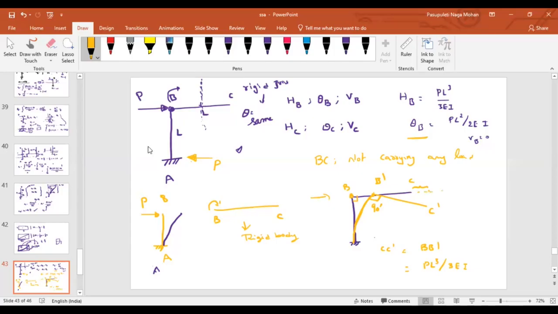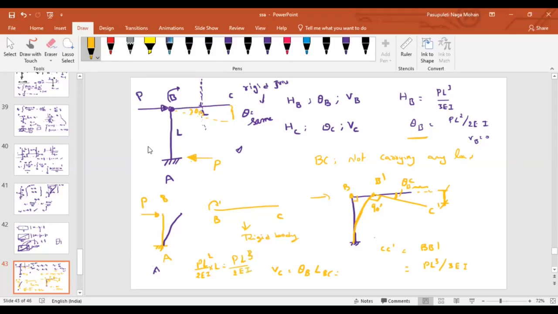Now can you find out the vertical deflection at point C? What is the magnitude from here to here? What is this value? Theta B. That implies what is this ordinate then? What is the vertical deflection at C? If this is deflected like this, and this value is theta B, what will be this magnitude then? Theta B into the length of the portion BC. So the rotation at point B into the length of the portion BC. What is the rotation at B? PL square by 2EI. What is the length of the portion BC? L. That implies PL cube by 2EI.